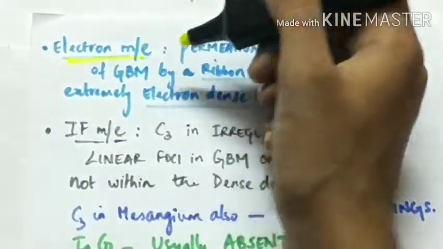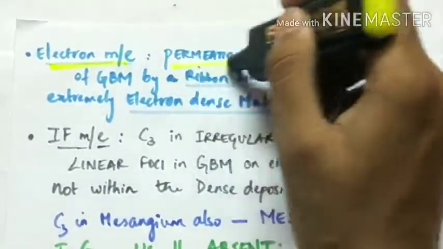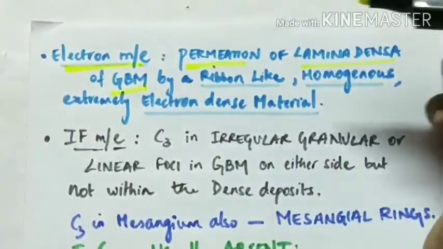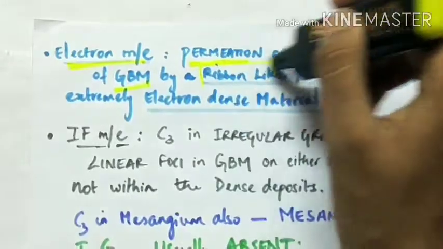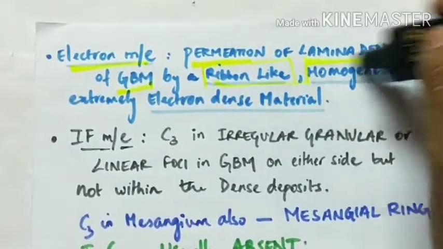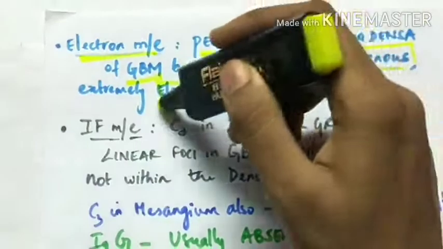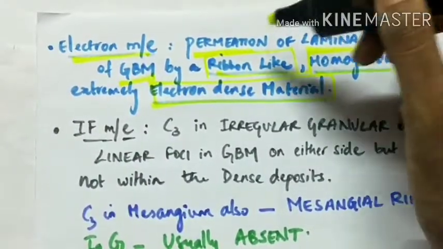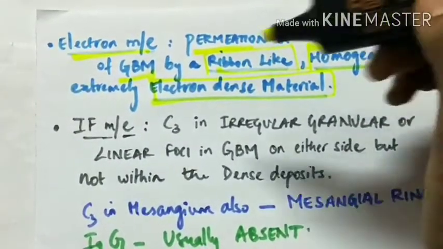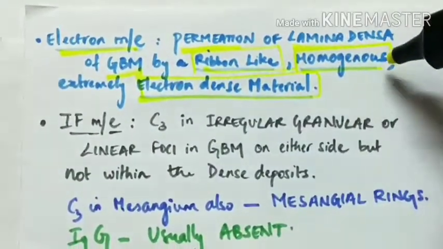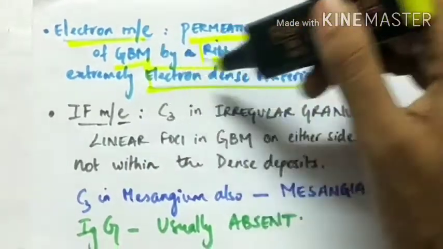Electron microscopy findings. There is permeation of the lamina densa of the glomerular basement membrane by a ribbon-like, homogeneous, extremely electron-dense material.